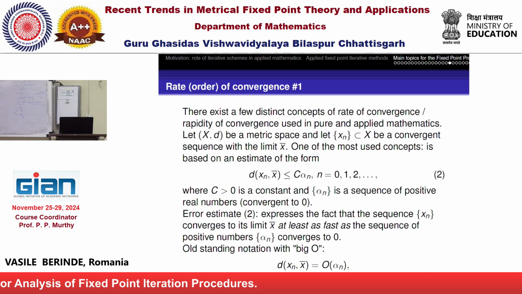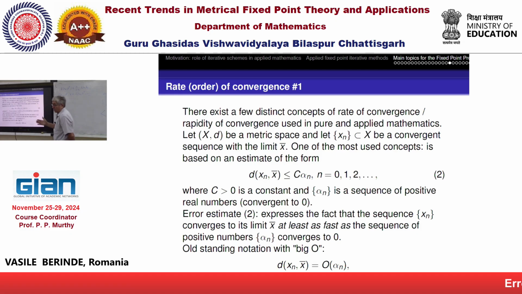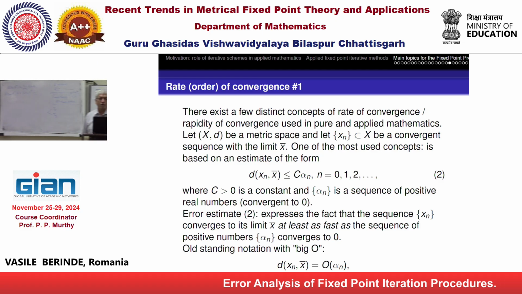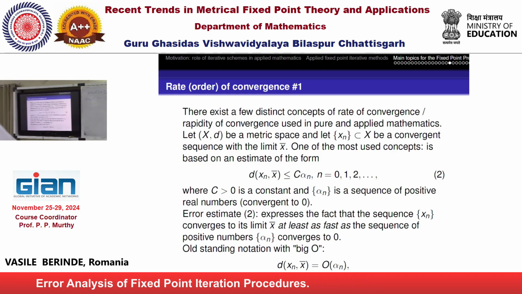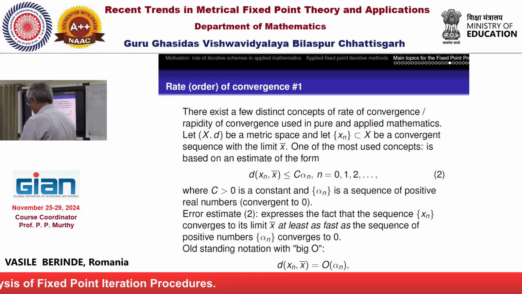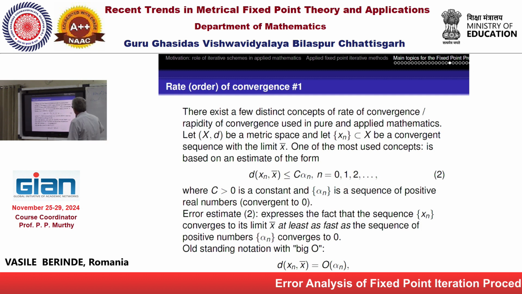We treat it in the general case of a metric space. We have a metric space. We have a sequence xn, which is in general generated by an iterative scheme, and we know it is convergent to some limit x bar, which is the solution of our fixed point problem, the solution of our original nonlinear functional equation. And this is the error estimate.